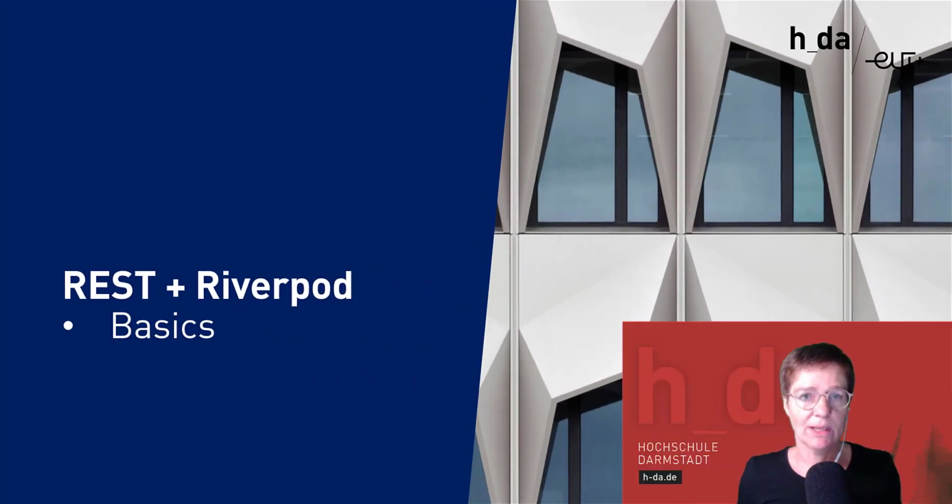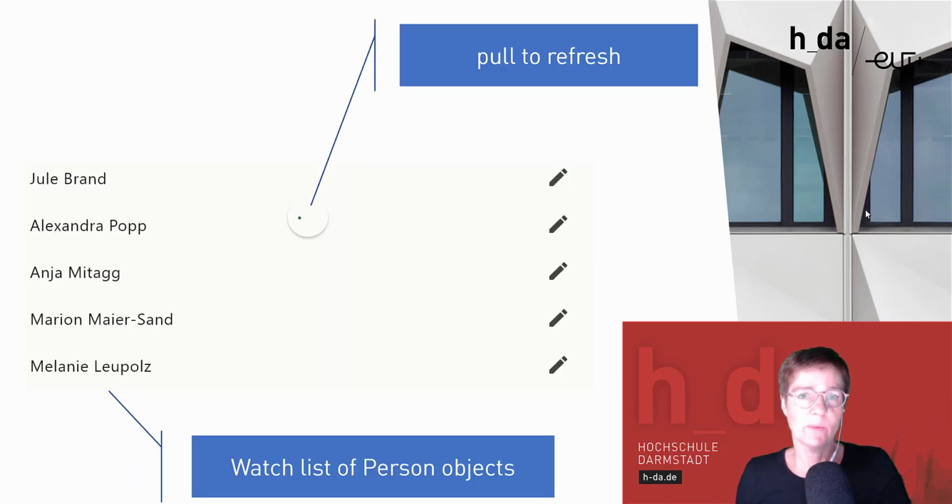Hello everybody and welcome to this episode of the Flutter tutorial where we'll start to use a REST API. So what is the problem we want to solve in this episode? We want to fetch data from a backend asynchronously, show it in a list, and in addition we want to implement pull to refresh, meaning if we pull it down we want to load the data again, and hence in terms of Riverpod, we need to watch this list of person objects.